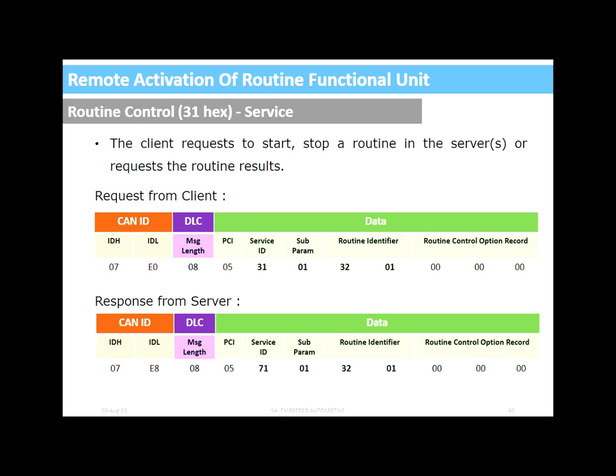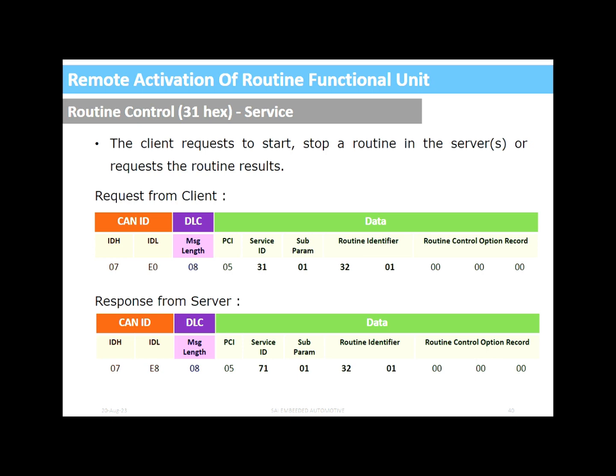So the service may have certain entry or exit conditions, like at least one vehicle speed sensor is valid, and respective things will be applied. So here coming to the subfunctions, how many subfunctions do we have? We have three subfunctions supported in the 31 service ID: start routine, stop routine, and request routine result.